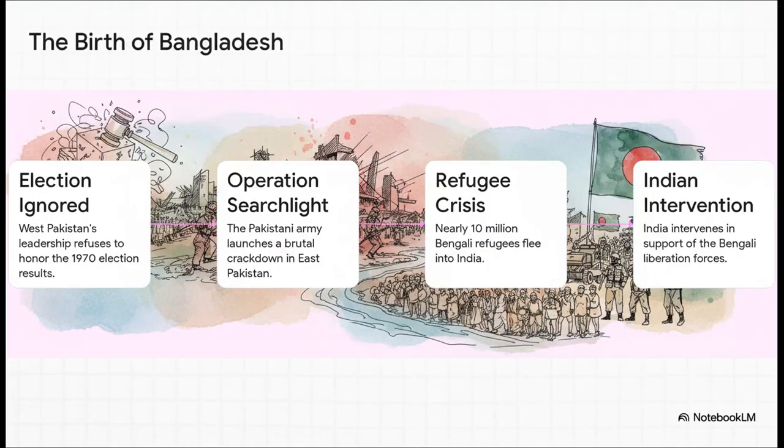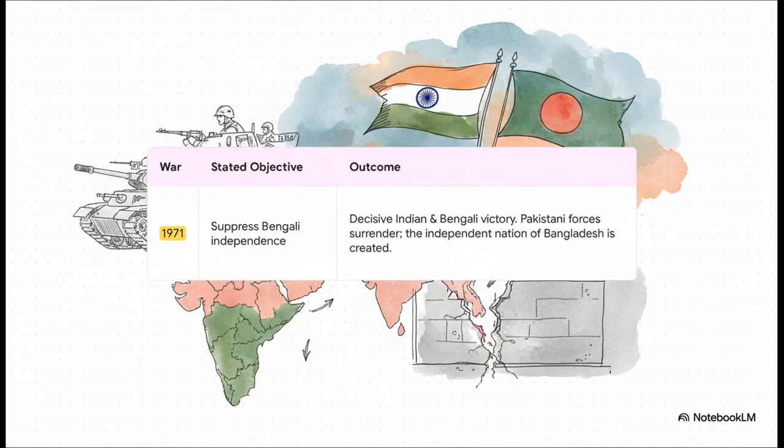Everything came to a head in 1970. An East Pakistani party actually won the national election, but the military leadership in West Pakistan just refused to hand over power. Instead, they launched Operation Searchlight, a horrific military crackdown that led to genocide. This forced millions of refugees to pour into India, creating a massive humanitarian crisis that finally pulled India into the war. And the result was stunningly swift and decisive.